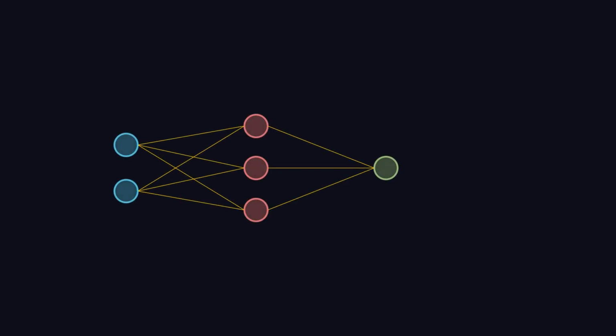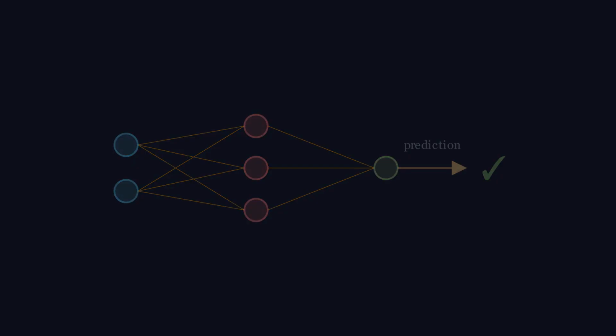A neural network makes a prediction. It's wrong. It tries again, a little less wrong this time. After thousands of tries, it's nearly perfect. What is doing that learning?